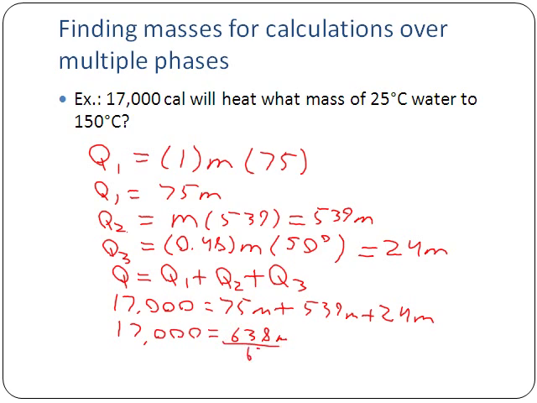Divide both sides by 638. And so we find that our mass here would be 17,000 divided by 638. So we take 17,000 in our calculators and divide it by 638. And so I get 26.64. We have two significant figures to start with, so we'd say 27 grams of water. And so if we added 17,000 calories to 27 grams of water at 25 degrees Celsius, it would end up exactly at 150 degrees Celsius.